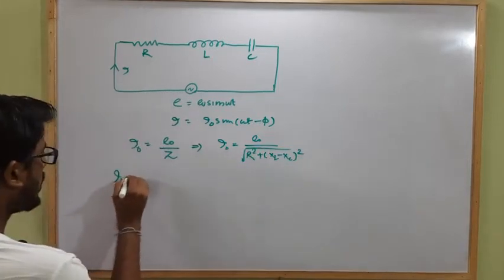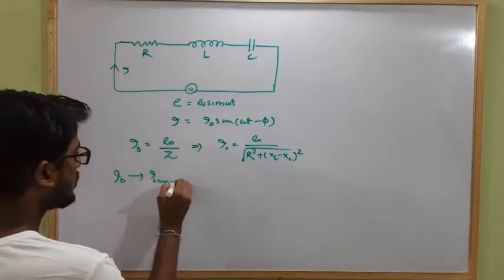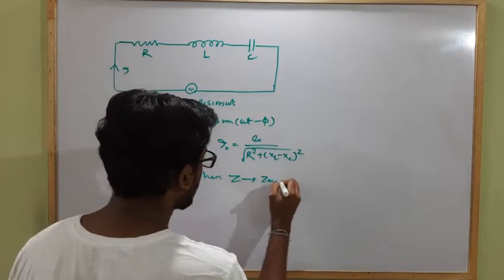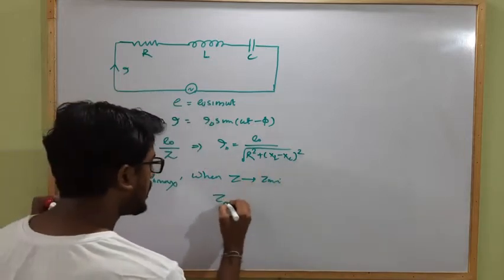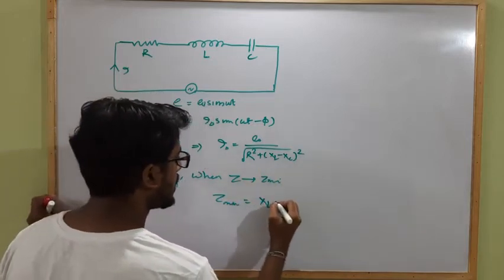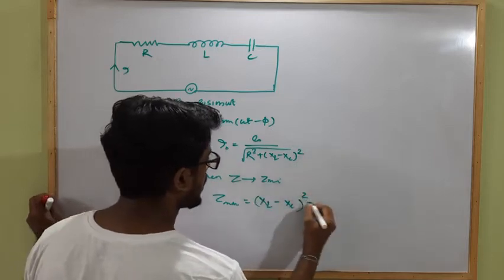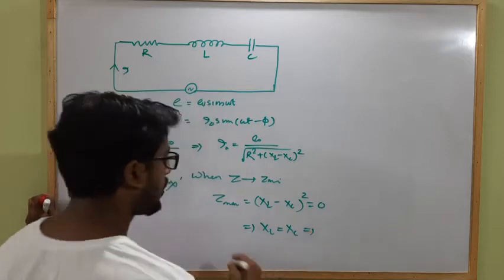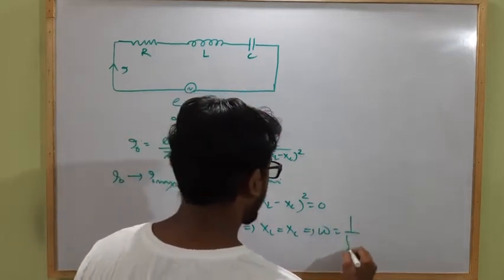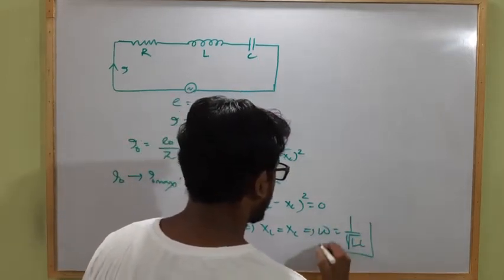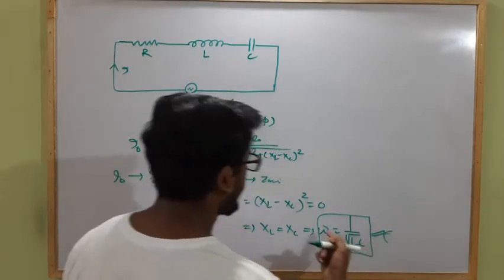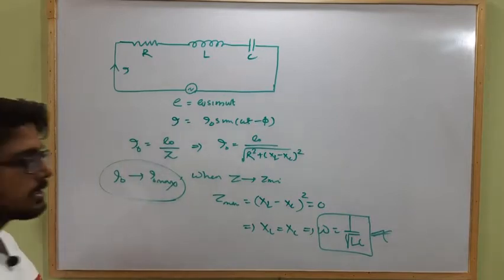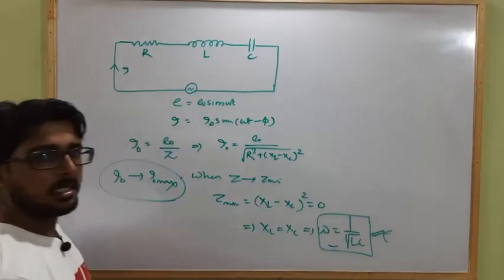And I naught will be maximum when Z tends to Z minimum. What is the value of Z minimum? Z is minimum when (XL minus XC) whole square equals 0, which implies XL equals XC. We already calculated that the frequency omega equals 1 by the square root of LC. This is the frequency at which the current flowing through the circuit will be maximum, and this frequency is known as the natural frequency.